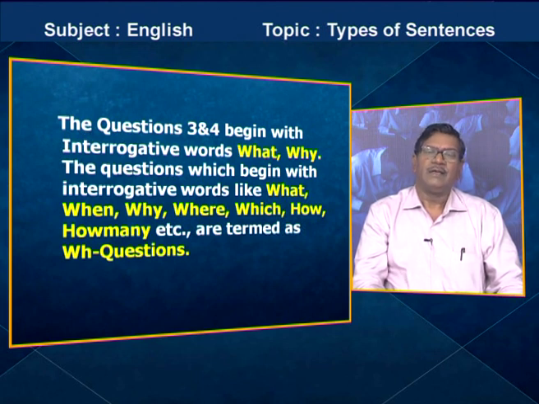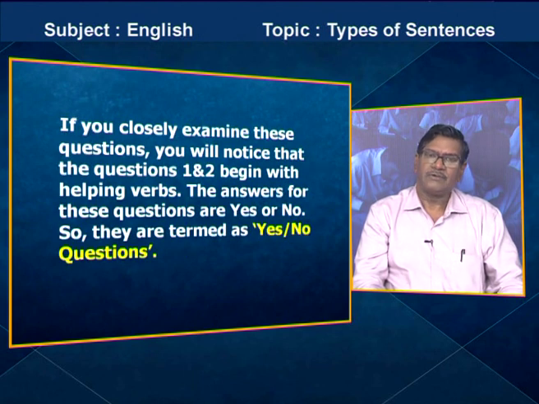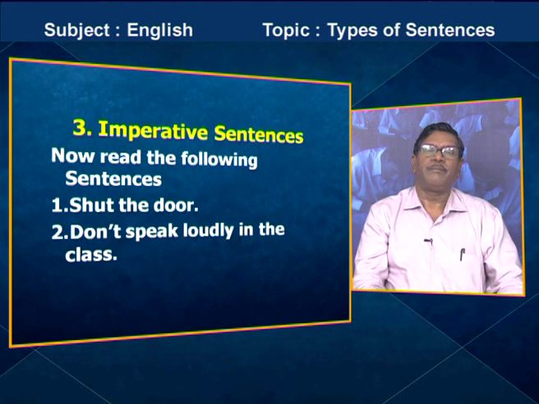Similarly, in the previous case, even in the assertive sentences we have two varieties. What are they? They are affirmative and negative. And now, among the interrogative sentences also, we have two varieties. One is questions which begin with a helping verb, or yes or no questions. The other is questions that begin with an interrogative word, that is wh questions. Now, let us move on to the next variety, imperative sentences.